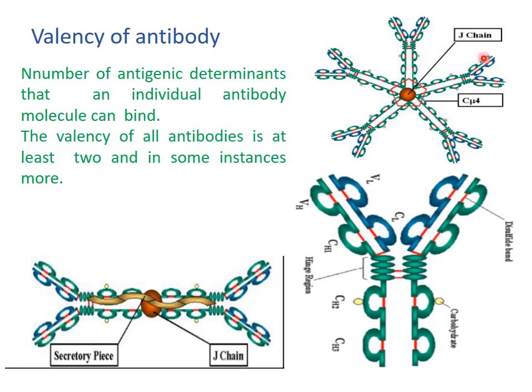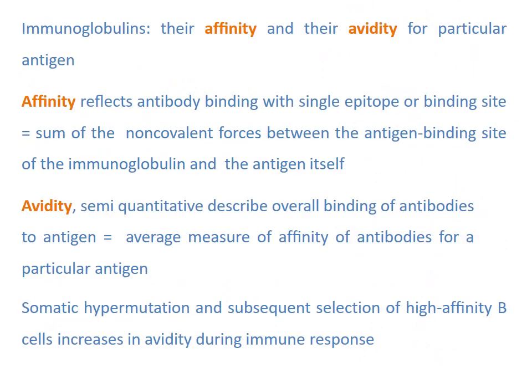But in case of IgM, pentameric structure, so it can bind 10 antigens at a time. So, valency 10. Another two terms are very important in this regard. One is affinity, another is avidity. So, what is affinity? Affinity is the sum of non-covalent forces between antigen binding sites of the immunoglobulin and the antigen itself. That means it is the attraction or binding ability of an antibody with its antigen via a single epitope or single binding site.